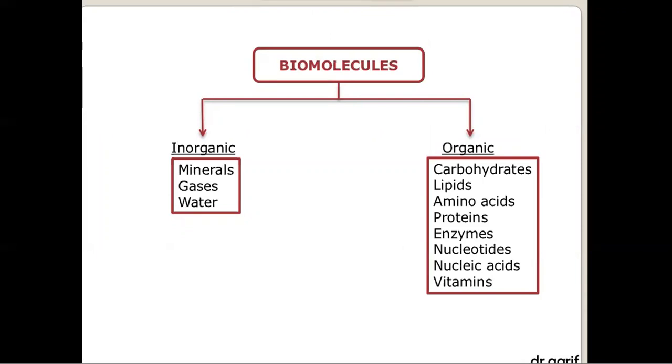Biomolecules can be divided into two important types: inorganic biomolecules and organic biomolecules. Organic biomolecules have the essential elements carbon, hydrogen, and oxygen. Examples: carbohydrates, lipids, amino acids, proteins, enzymes, nucleotides, nucleic acids, and vitamins. Whereas inorganic biomolecules don't have the carbon element. Examples: minerals, gases, and water.